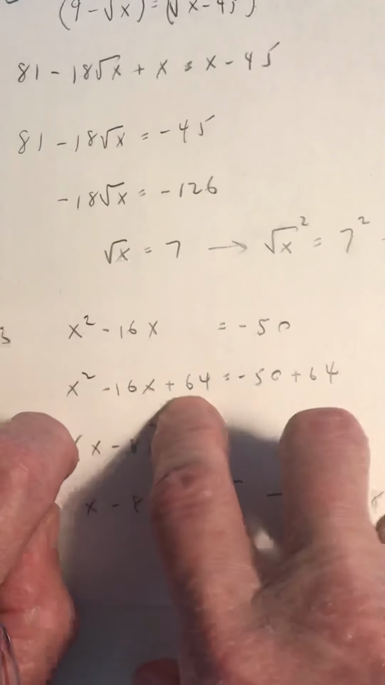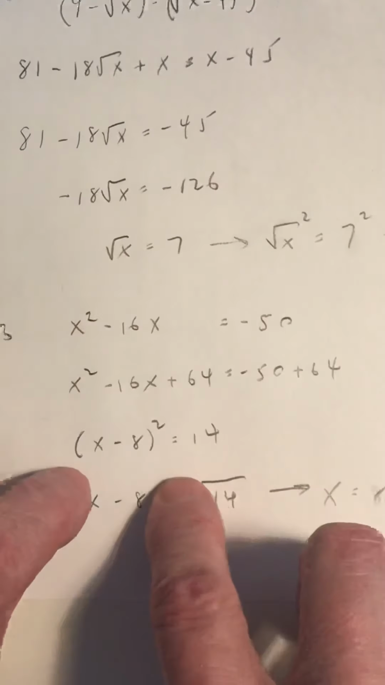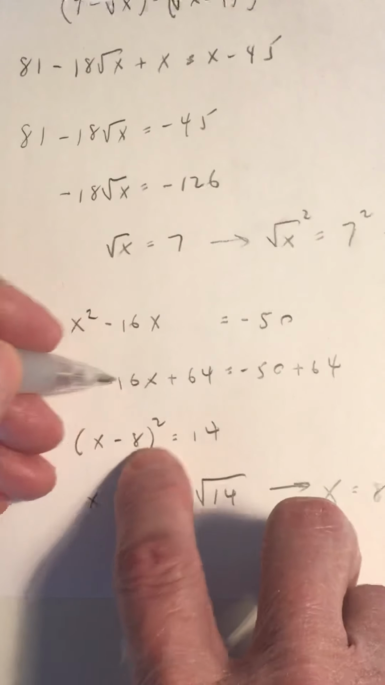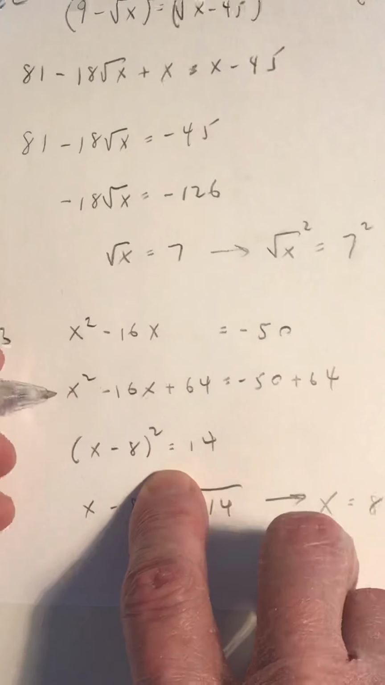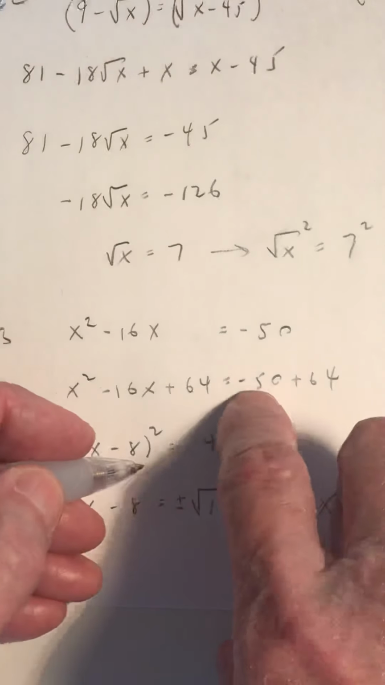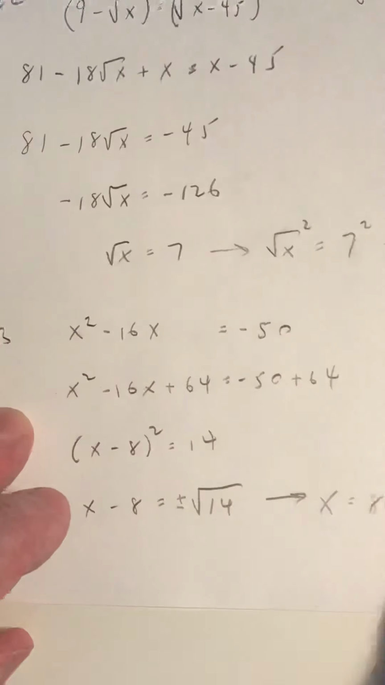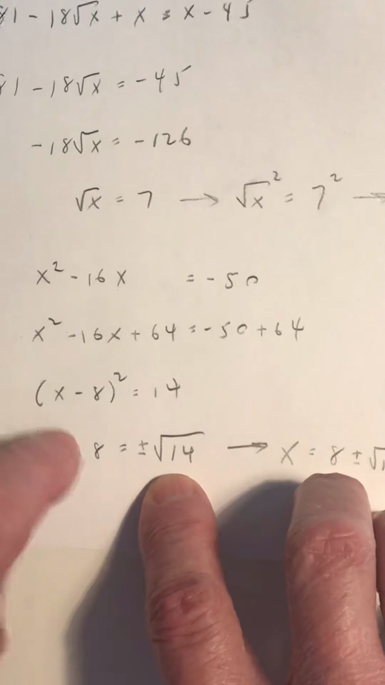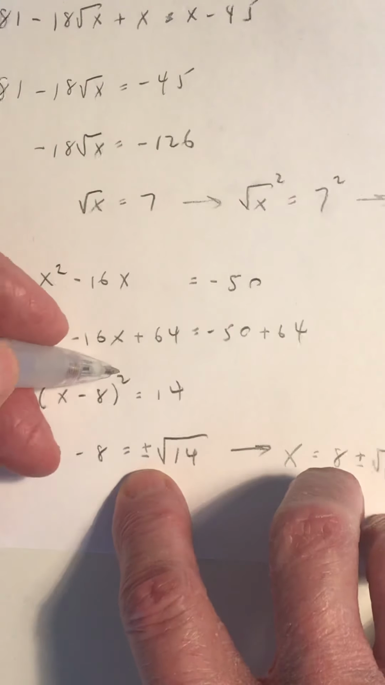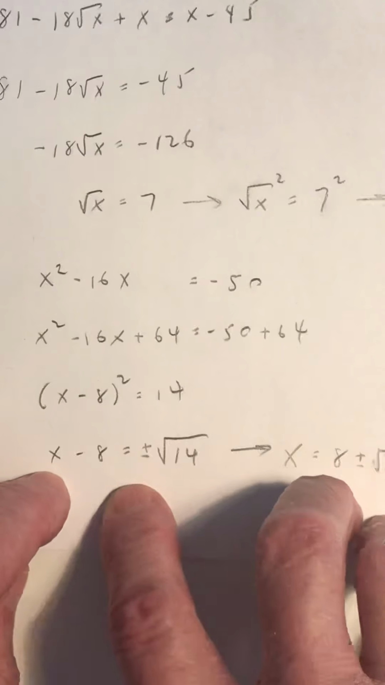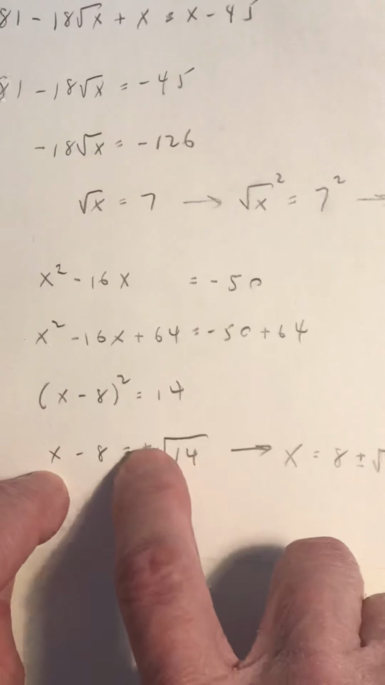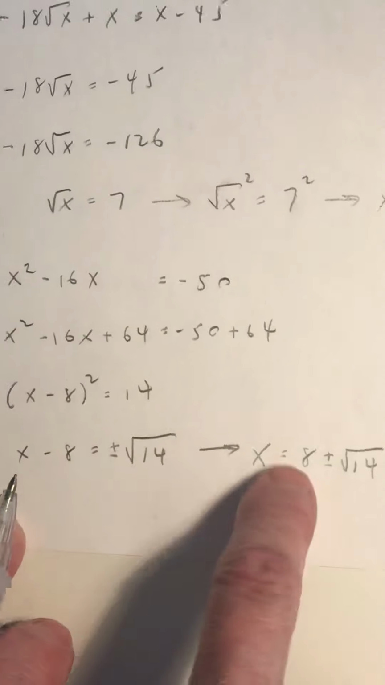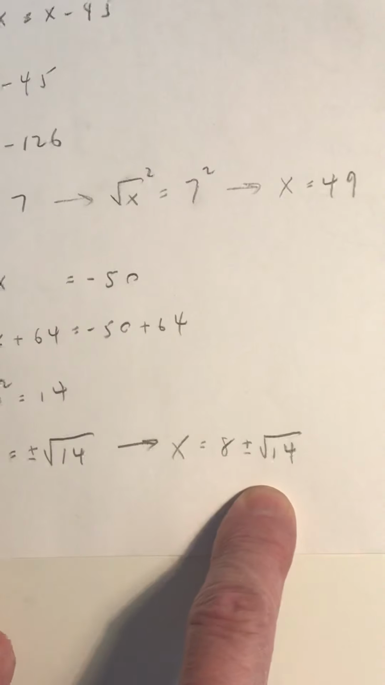And now this is a perfect square trinomial. It can be rewritten, same letter, same sign, half of that squared. X minus 8 times x minus 8 is exactly that. On the other side, -50 and 64 is 14. Then we take the square root of both sides, and the square root of the square of that just leaves us the x minus 8. On the numerical side, plus or minus the square root of 14. And finally, since that's -8 there, I add 8 to both sides, and I get this.